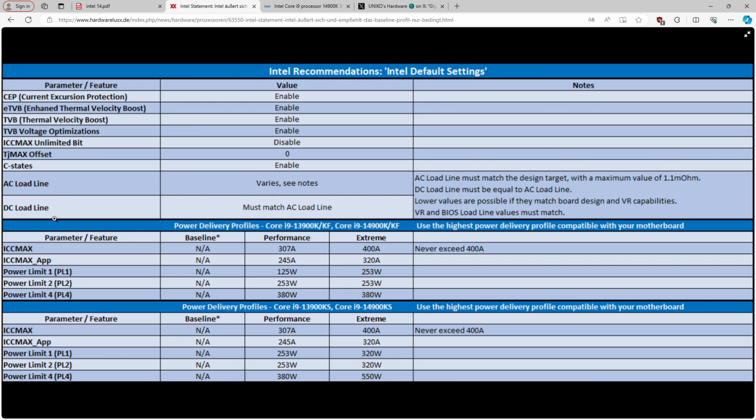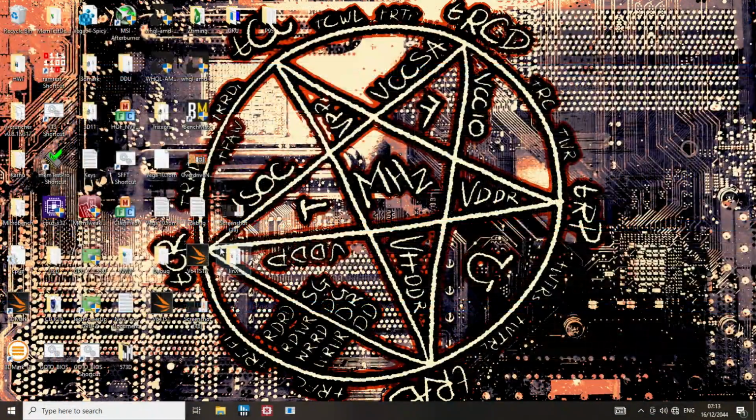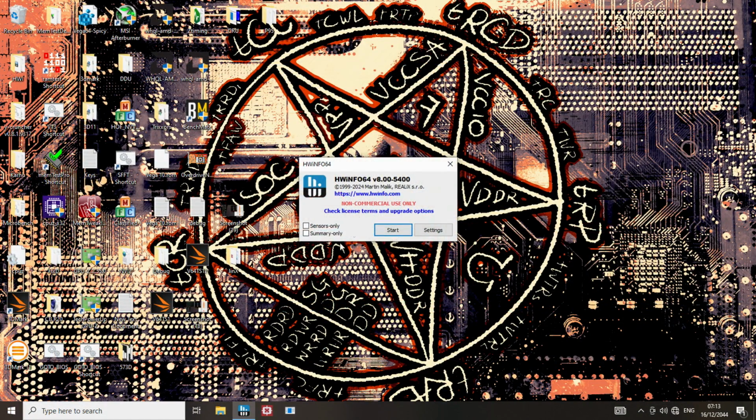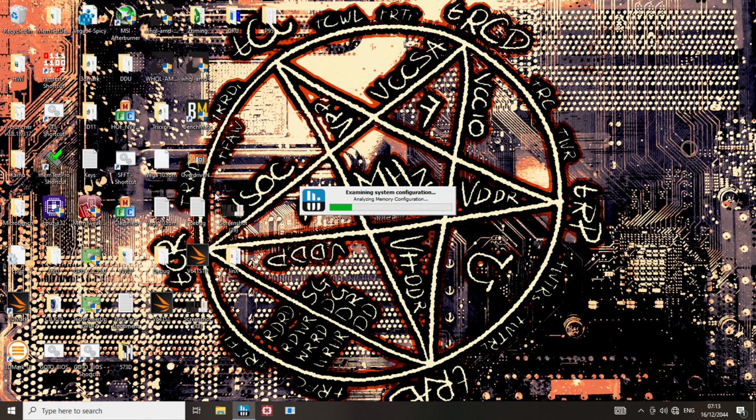And then we have AC and DC load line settings. AC says varies, and we're going to get into this. DC load line says must match the AC load line. Yeah, most motherboards don't do that. For example, here's my Gigabyte Z790 Aorus Extreme. I literally just cleared the CMOS on it. Let's see what the AC/DC load line is.